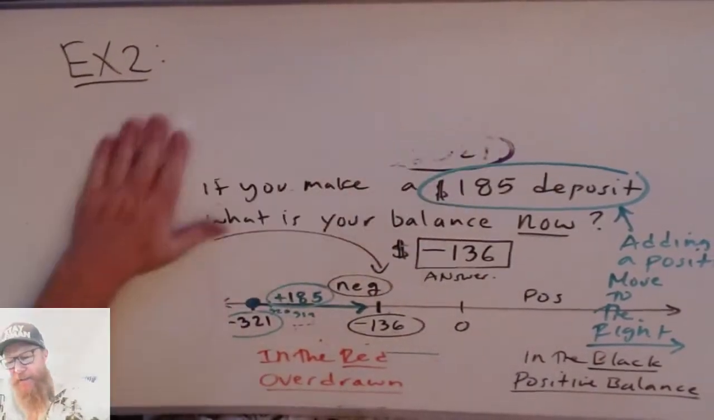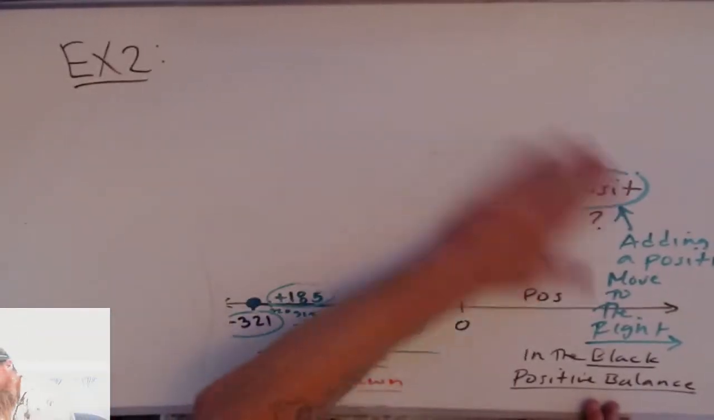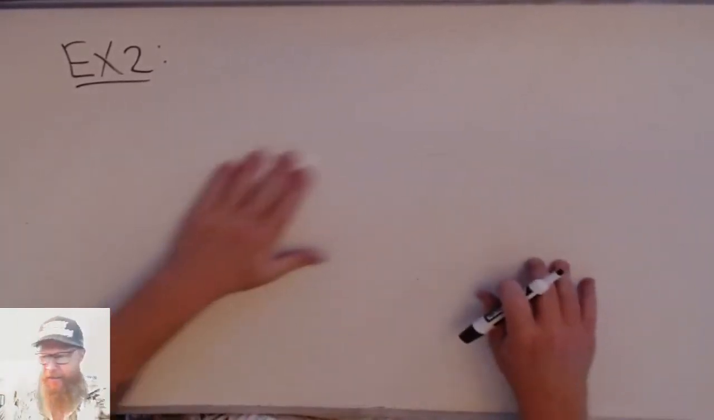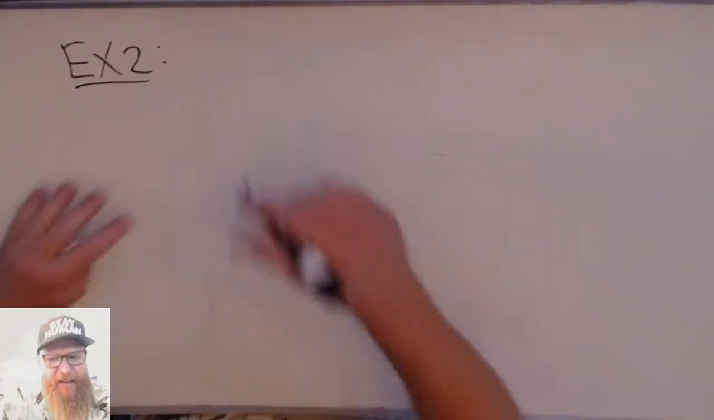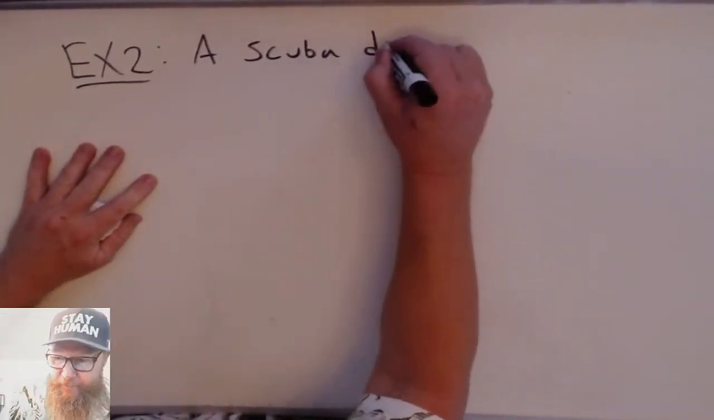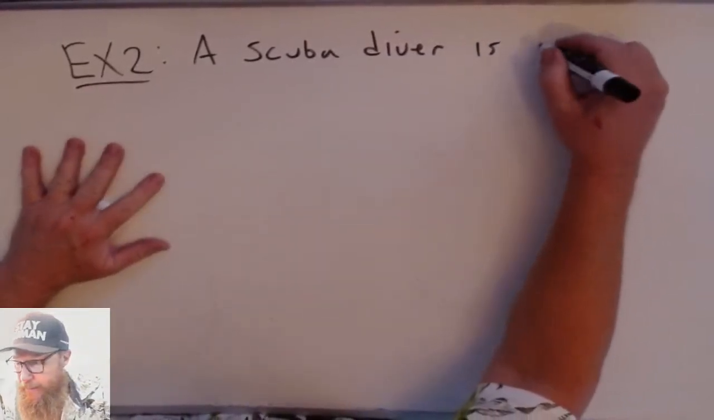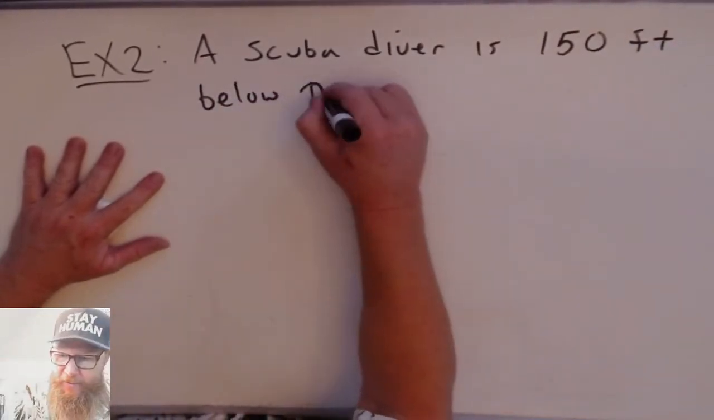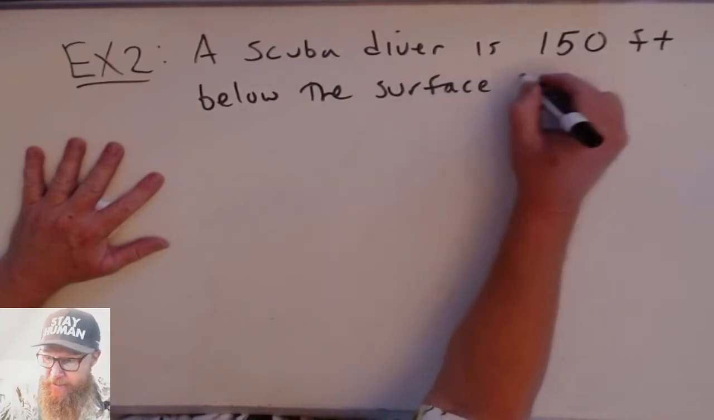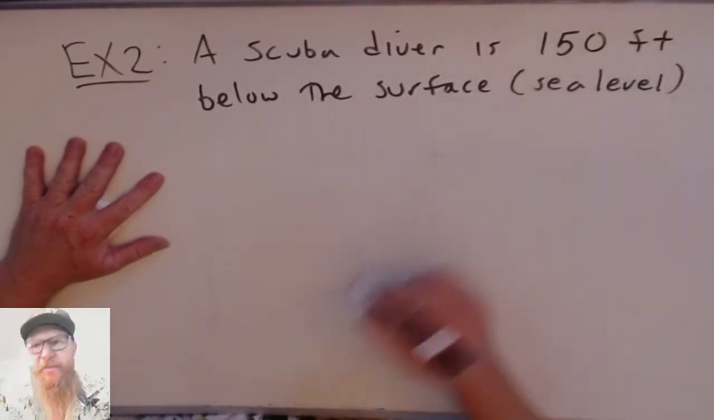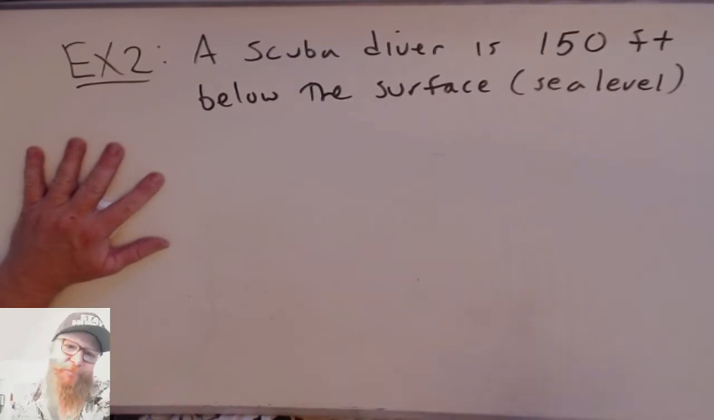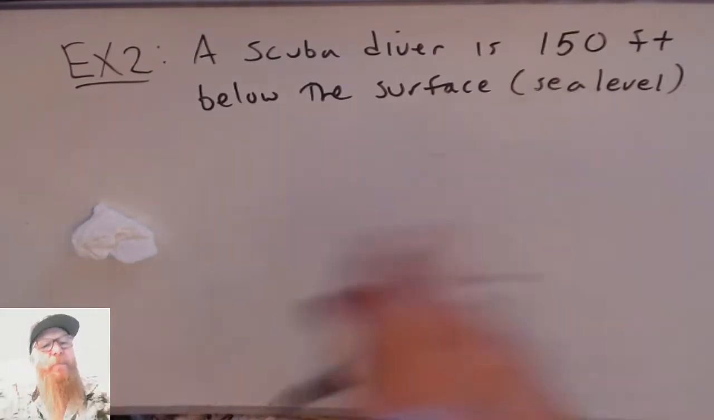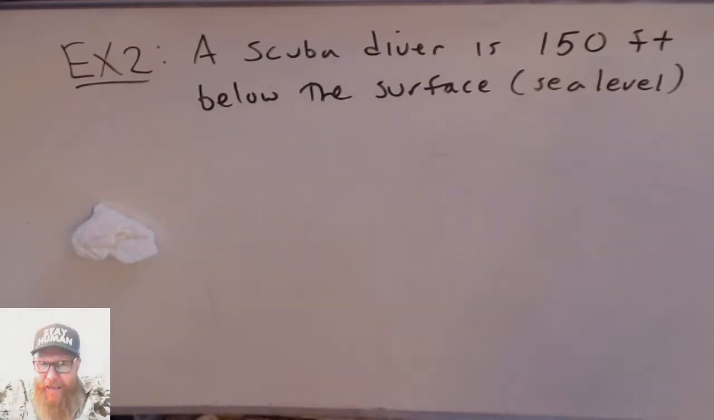So what was another example that we talked about? We talked about sea level. A scuba diver is 150 feet below the surface. That's called sea level, the surface of the ocean. It's not really level. It turns out that it's a big ball, but when you go to the beach and you look out at the ocean, it looks sort of flat, and we call that sea level.